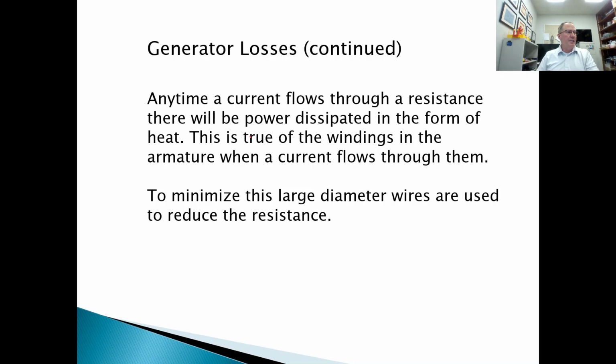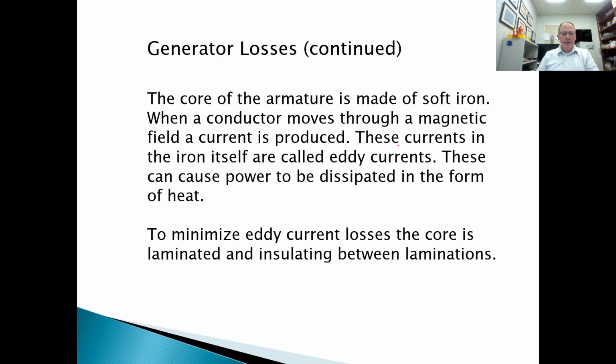And this is true of the windings in the armature. So to minimize this, the larger diameter wires are used to reduce the resistance. Okay, and then the core of the armature is made of soft iron. And when a conductor moves through a magnetic field, a current is produced. These currents in the iron itself are called eddy currents, and this can cause power to be dissipated in the form of heat as well. To minimize eddy current losses, the core is laminated and insulated between laminations. So if you look inside of a generator on the stator, it will all be laminated to reduce those eddy currents.